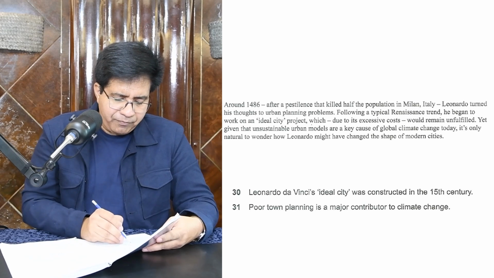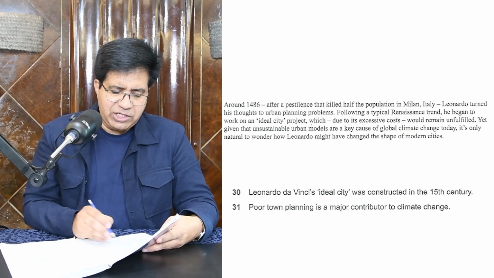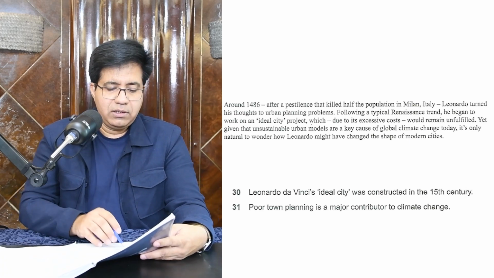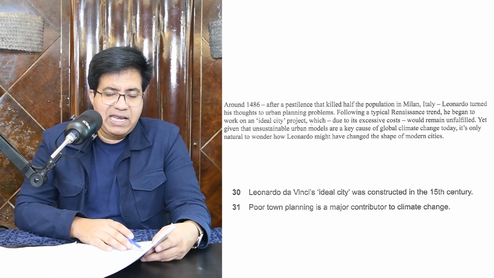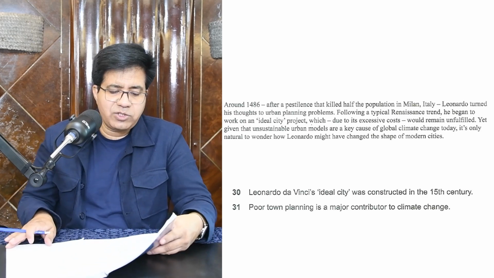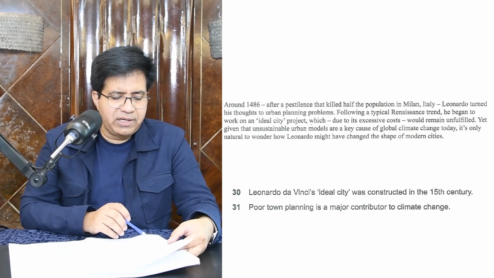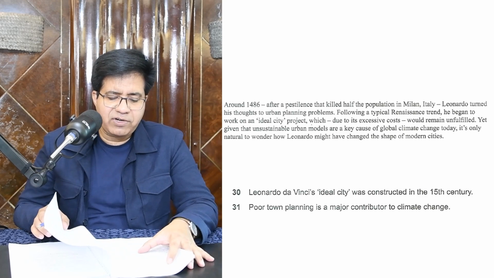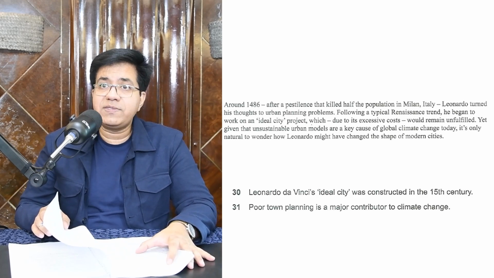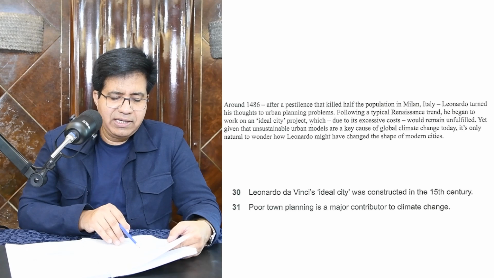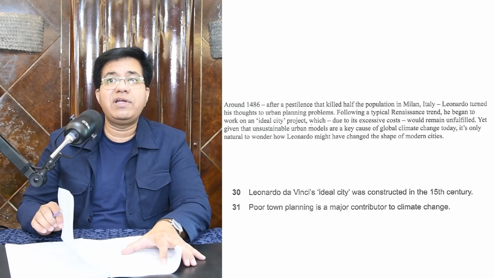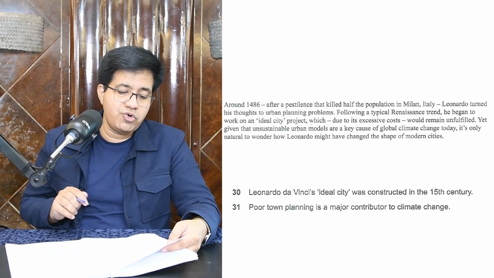Now, let's see. Key cause of global climate change. What is that key cause? Exactly, unsustainable urban models. So what is unsustainable urban models? Poor town planning. Major contributor. What is major contributor? Key cause. Okay, key cause is major contributor to climate change. What is climate change? Global climate change. So what is the answer? Answer is true. Well done.